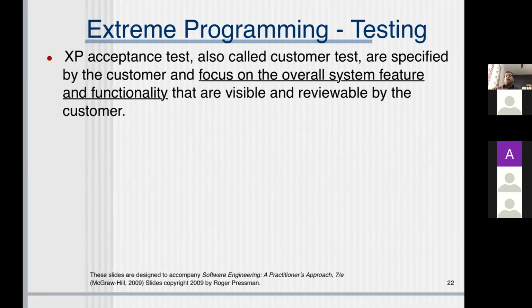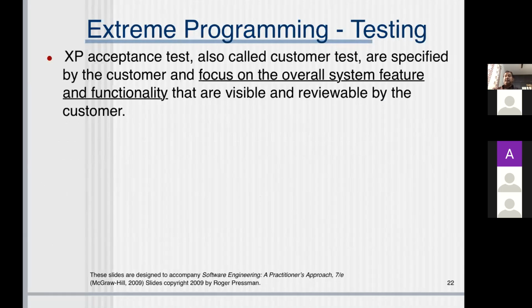The XP acceptance test, also called a customer test, is specified by the customer and focuses on the overall system features and functionality that are visible and reviewable by the customer. XP acceptance is very important, because in the exam, when you write about testing, you will write about unit testing and acceptance testing, because only these two testings are evident. The other remaining testings are indirectly done.